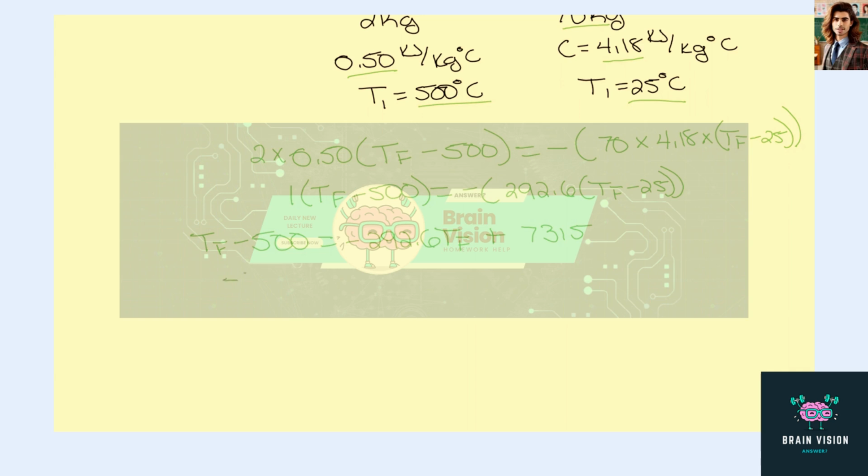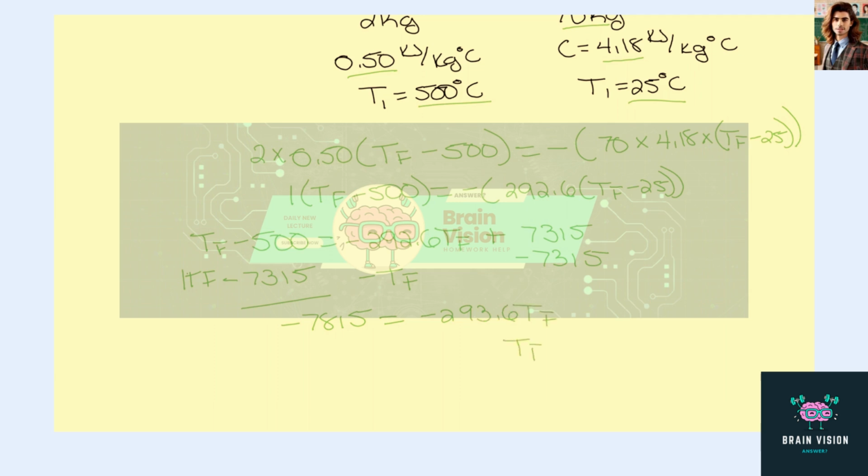So we're going to subtract 7,315 from both sides. And we're going to subtract 1 TF from both sides. So we're going to have negative 500 minus 7,315. That's going to be negative 7,815. That's going to equal negative 293.6 TF.